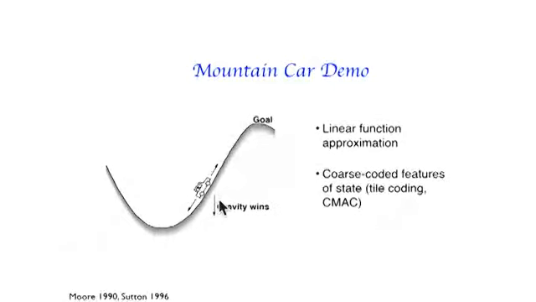And the world just has this car trying to get up to the top of the hill. But the problem is its motor is too weak to directly counter gravity. In order to get to the top of the hill, it has to back up and then take a running start to get to the top. Okay, so let me see if I can show this.